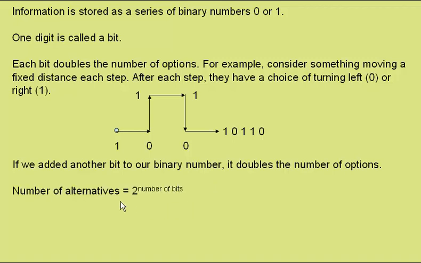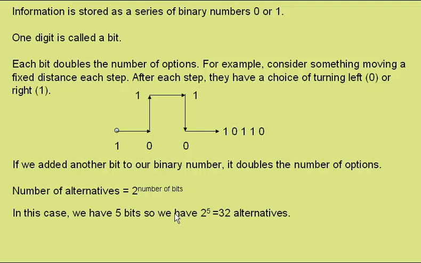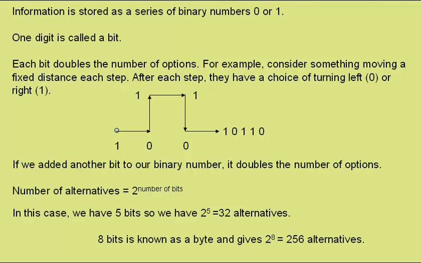And so we can say that the number of alternatives is equal to 2 to the power of the number of bits we have. In this case we have 5 bits, so we have 2 to the power 5, which is 32 alternatives. 8 bits is known as a byte, and this gives 2 to the power 8, or 256 alternatives.